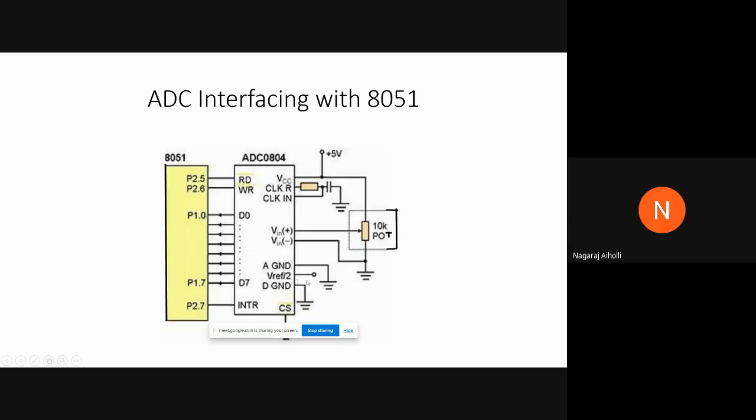If V reference bar 2 signal is not connected, then the ADC 0804 is powered by the VCC, that is plus 5 volts. Then the last one is the chip select CS. It is used to select the ADC 0804 chip. It is an active low signal. It is connected to ground. So this CS or chip select signal is used to select the ADC 0804 chip.